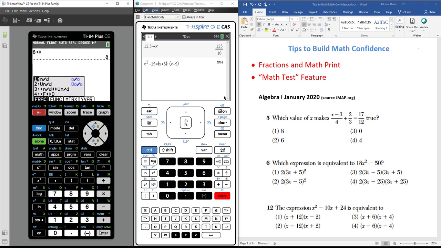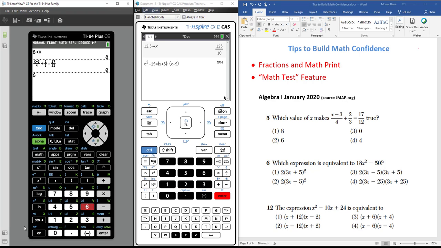Alpha y equals, I can type in x minus 3 for the numerator, 4 for the denominator, plus, fraction template again, 2/3, math test feature, and I'm going to set it equal to yet another fraction, 17 12ths. Kids get over the fear of fractions when they can actually make it mirror what they see on the paper. So I got a 0, which means it's not correct.